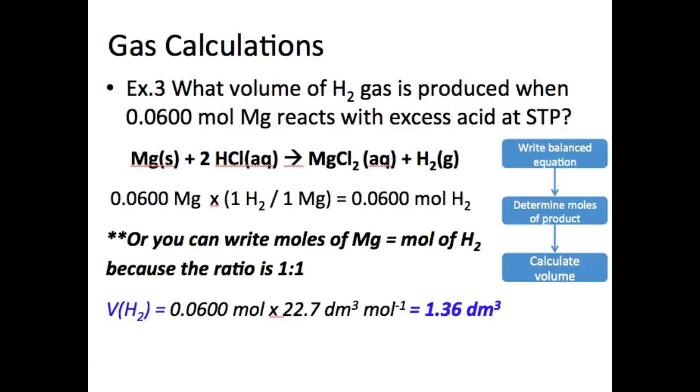All right, our next example. What volume of hydrogen gas is produced when 0.6 moles of magnesium reacts with excess acid at STP? What we do first is write out the equation.